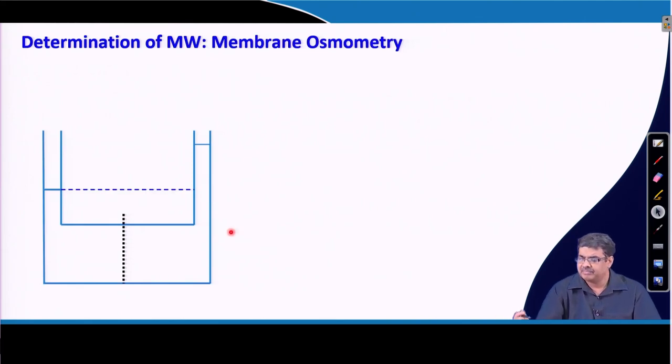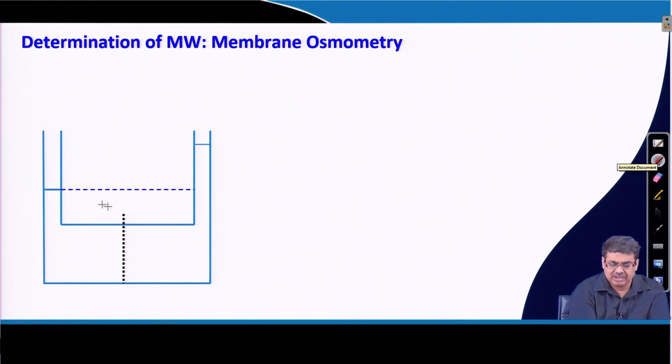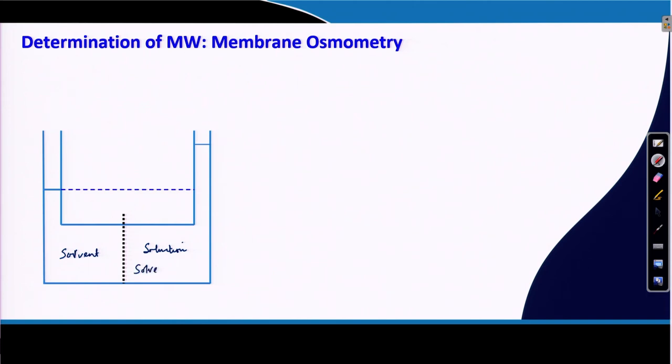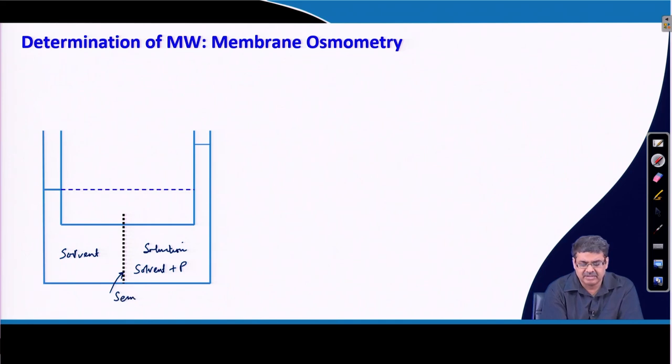In the osmotic pressure method, in a chamber, we have pure solvent on one side and on the other side we have a solution, which contains solvent plus polymer, in this case polymer as a solute. And this is a semi-permeable membrane, which means that it is only permeable to the solvent molecules, not the solute molecules, which is polymer in this case.